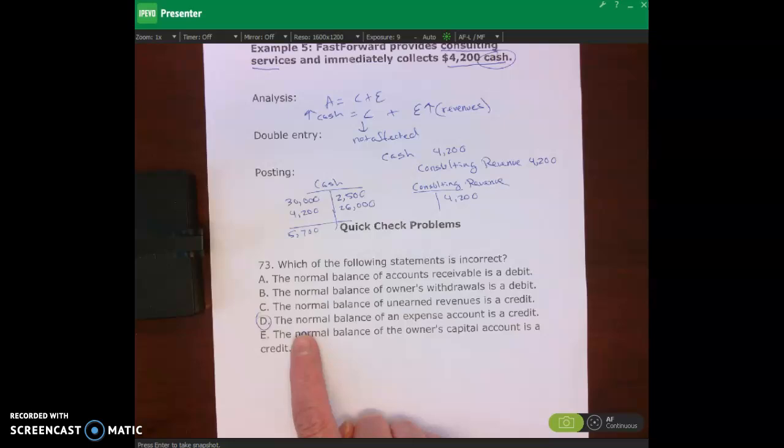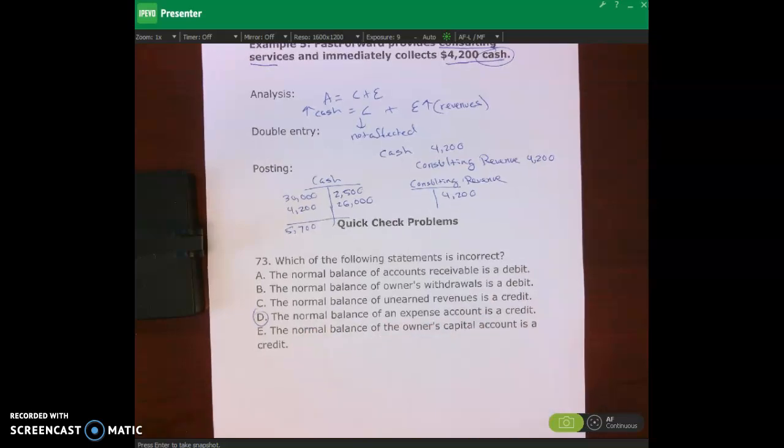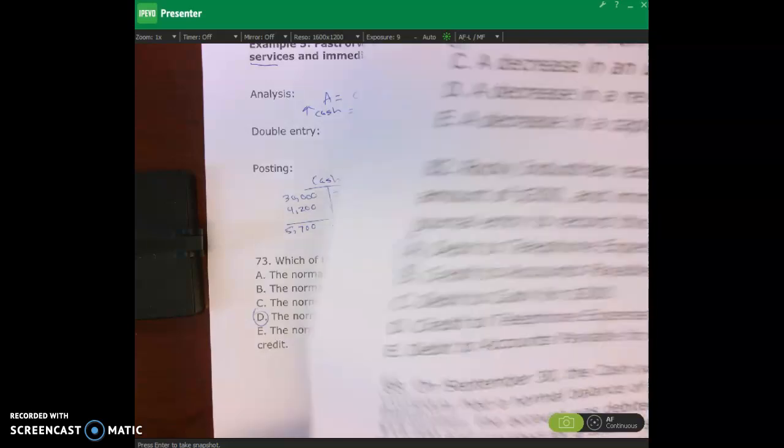The one that's wrong is D. The normal balance of an expense is a credit. No, the normal balance of an expense is a debit. Why? If I were to pay rent expense, what would be the journal entry? Debit rent expense, credit cash. Why do I recognize expenses with the debit, which would mean the normal balance of expenses is a debit, not a credit? Because an increase in expenses decreases equity. How do I decrease equity with a debit? That's why. Okay?